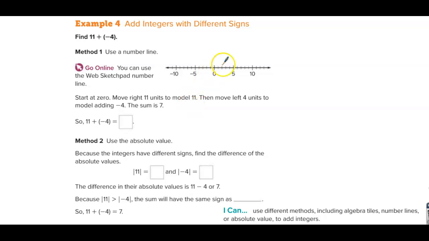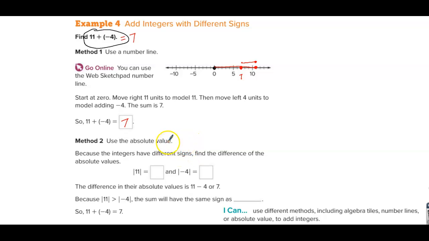So here they want us to actually use the number line. They've given us the problem 11 plus -4. We start at 0. Let me change the color on the ink there. We start at 0, and we go right 11 because 11 is positive. So we travel right 11 and stop on 11. But then -4 means we need to go back 4. So we're going to go back 1, 2, 3, 4, which lands us right here, which is the number 7. So 11 plus -4 equals +7.